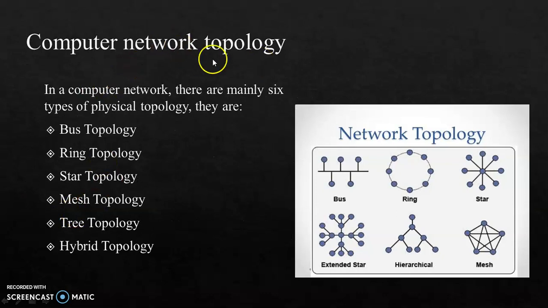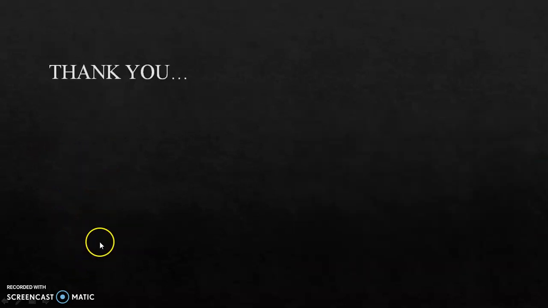Computer network topology. In a computer network, there are mainly six types of physical topology. They are bus topology, ring topology, star topology, mesh topology, tree topology, hybrid topology.